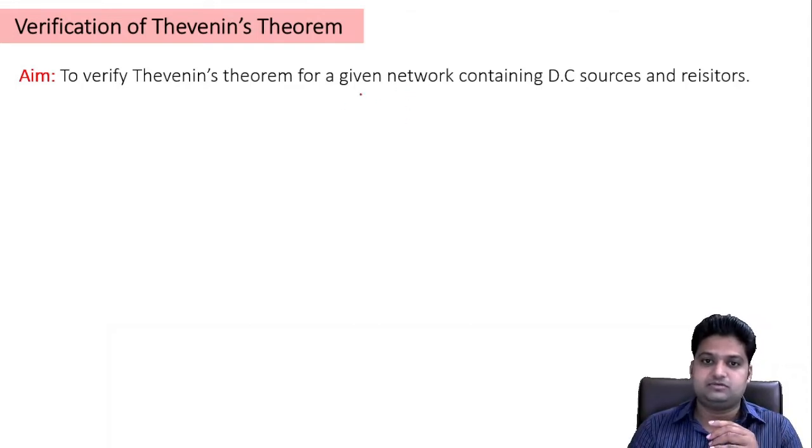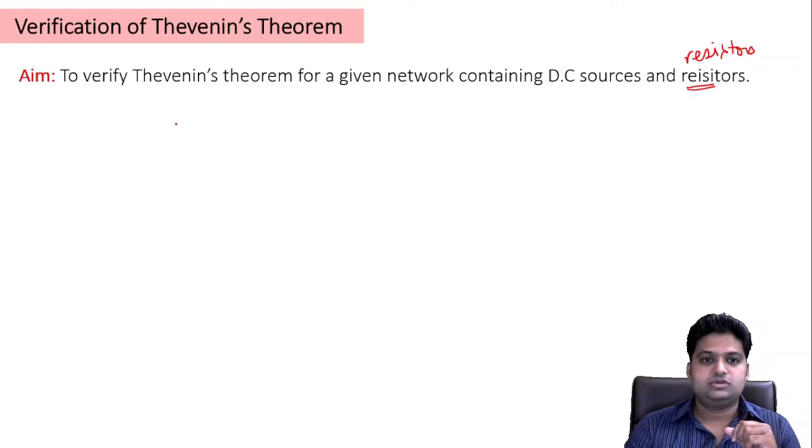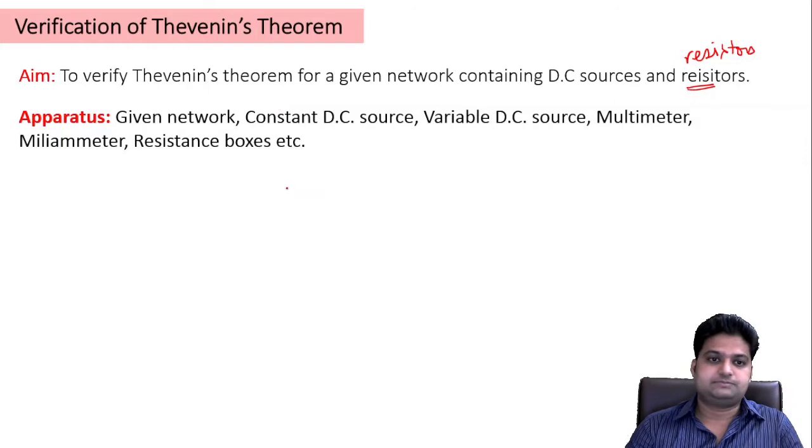Okay, so you will be given a circuit containing DC source and resistors. Note down, resistors. So you will have to verify Thevenin's theorem. You will have apparatus like the given network. There will be a given circuit.